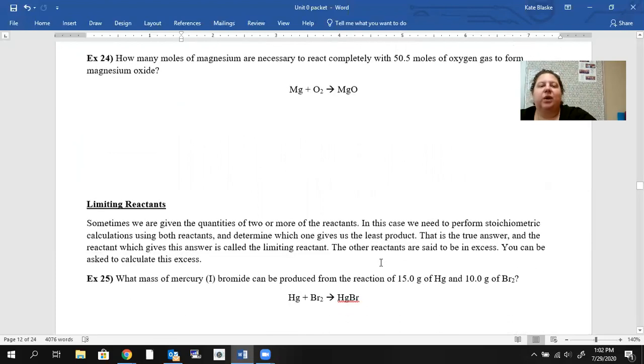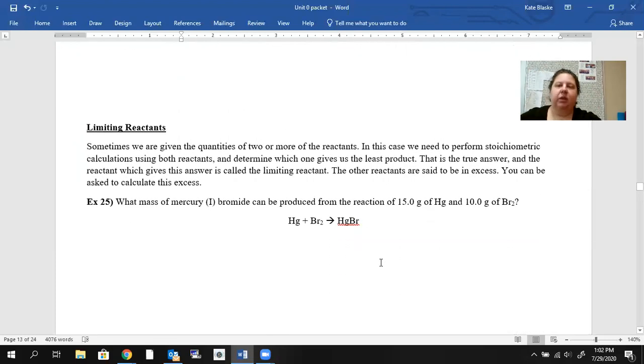Now, we also have the idea of limiting reactants. Sometimes we're given the quantities of 2 or more of the reactants. We need to figure out which one is actually getting used up completely and which one is in excess. This is a concept that we're going to use a lot in AP chemistry about the fact that we don't always use up all of our reactants. Easiest way to do a limiting reactant question is to crank through the stoichiometry with both reactants and figure out which product is the smallest amount. That one is the actual answer.